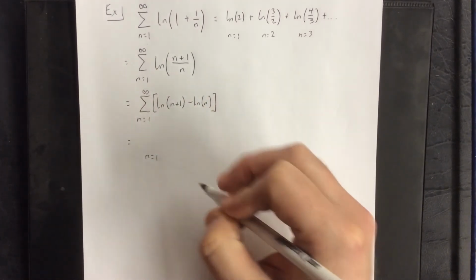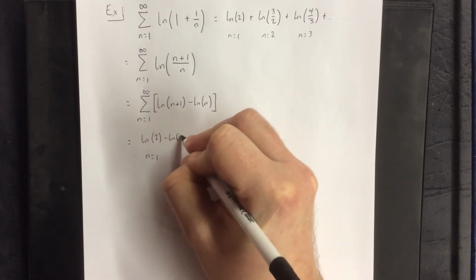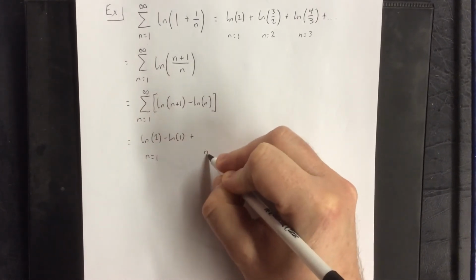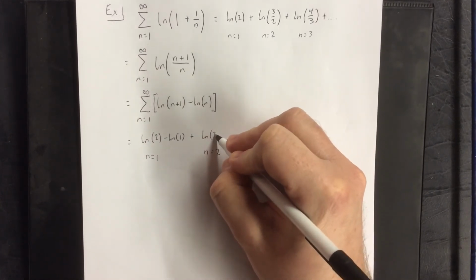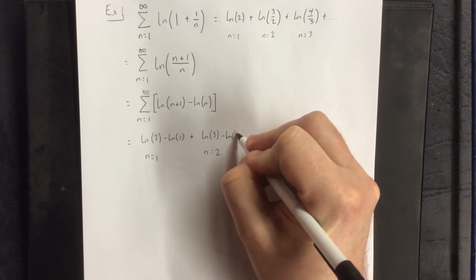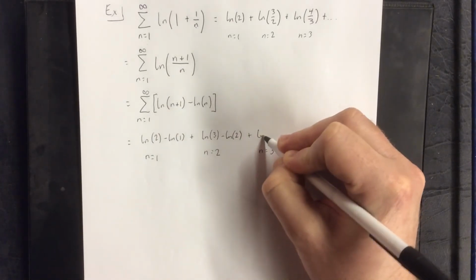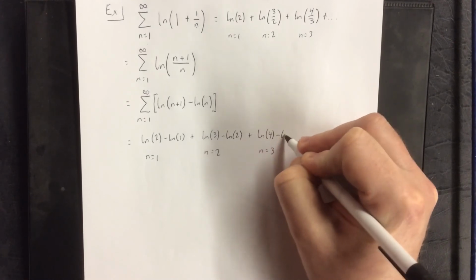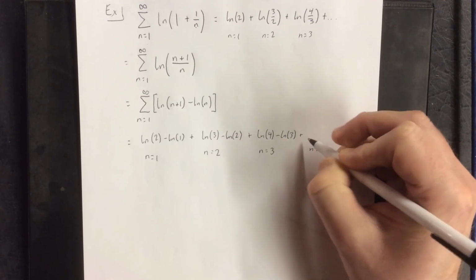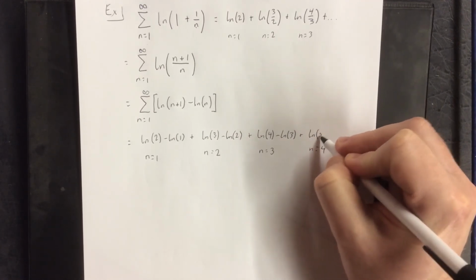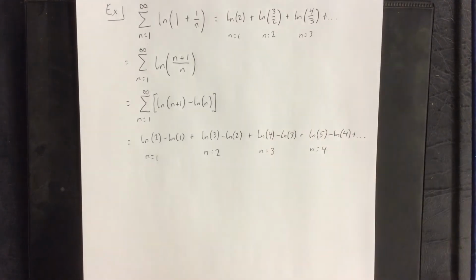So at n equals 1, we would have the natural log of 2 minus the natural log of 1, plus at n equals 2, we would have the natural log of 3 minus the natural log of 2. At n equals 3, we would have the natural log of 4 minus the natural log of 3. And we'll do one more. This will be the natural log of 5 minus the natural log of 4, and so forth and so on.